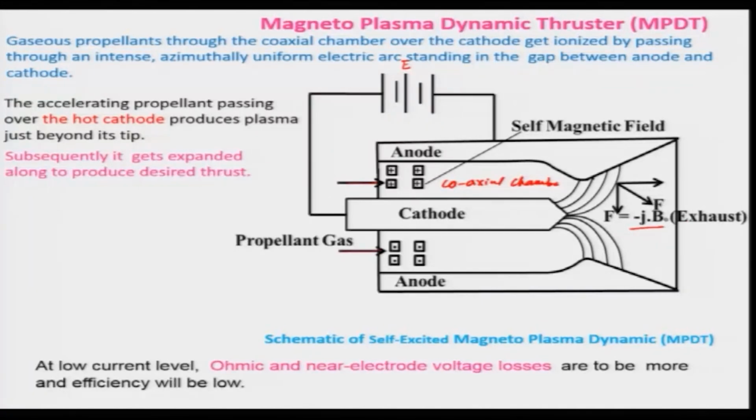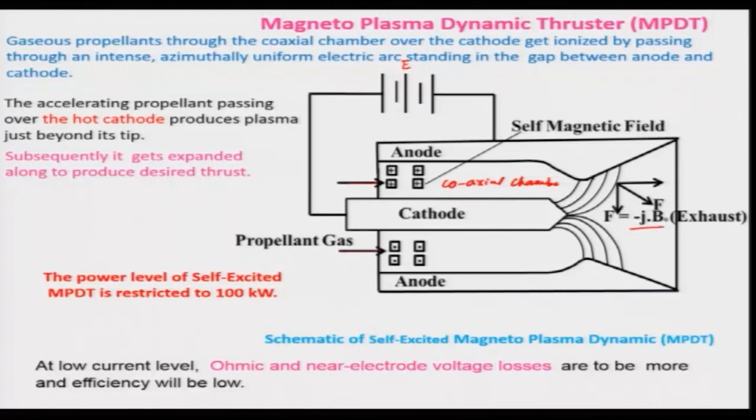And of course, at the low current level, the ohmic and near electrode voltage losses are more, hence the efficiency will be low. However, at high current it really works very well, and then for that one has to use that, right. And as these ohmic and near electrode voltage losses will be more, that is the reason why the power level of the self excited magnetoplasma dynamic thruster is restricted to only 100 kilowatt. So, that is the limitation of this kind of thruster.